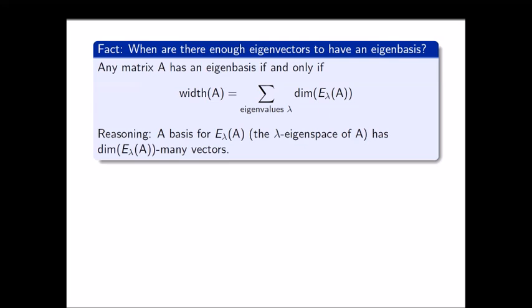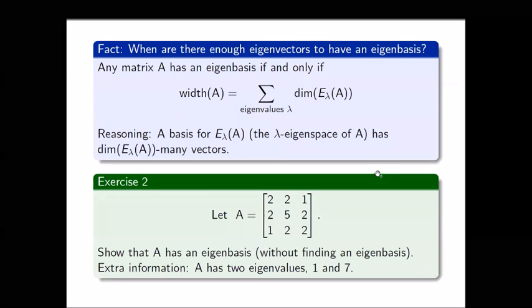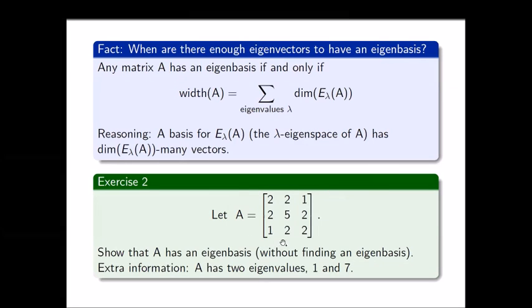For each eigenvalue, you compute the eigenspace. And you take the dimension of each of these eigenspaces, and if the sum of that is exactly equal to the width of the matrix, then that matrix is going to have an eigenbasis. So let's look at an exercise. We're given a 3 by 3 matrix A, and we're also given the information that A has two eigenvalues, 1 and 7. We want to show that A has an eigenbasis, and we want to do so without finding the eigenbasis itself.